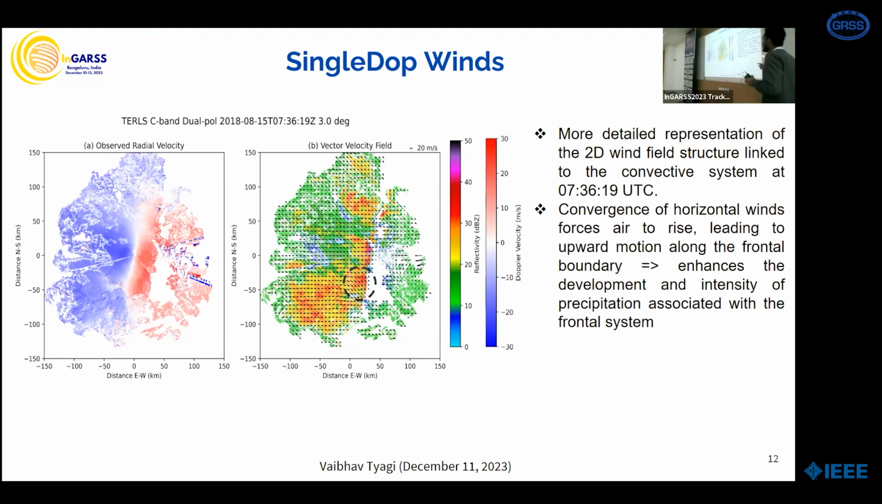You can see that as we are going away from the radar, these observations are at some particular altitudes. So it's like we are representing it in a 2D surface, but it's a conical observation. As you can see from this black curve, there was a convergence at that particular point where there was a frontal system. That convergence will enhance the development of the convective activity.